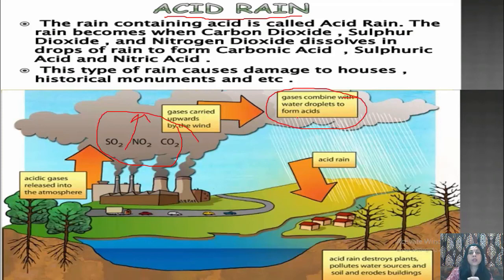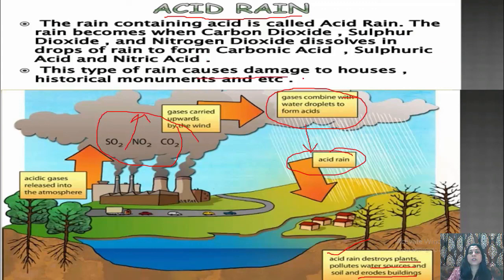ओके जब ये वाटर के कांटेक्ट में आती है तो सल्फर डाइऑक्साइड प्रोड्यूसेस सल्फ्यूरिक एसिड, नाइट्रोजन डाइऑक्साइड प्रोड्यूसेस नाइट्रिक एसिड एंड कार्बन डाइऑक्साइड प्रोड्यूसेस कार्बोनिक एसिड, एंड अलोंग विद रेन इट फॉल्स डाउन एंड फॉर्म्स द एसिड रेन. Now acid rain जहां पर भी गिरेगी, acid rain destroys plants, pollutes water sources and soil, and erodes buildings. ओके तो ये एसिड रेन जहां भी पड़ती है, अगर किसी बिल्डिंग पे गिरती है तो as we have already studied acids are corrosive in nature, तो it corrodes it, प्लांट्स को डिस्ट्रॉय करती है, सॉइल पोल्यूशन करती है एंड वाटर सोर्सेज को भी डिस्ट्रॉय करती है.